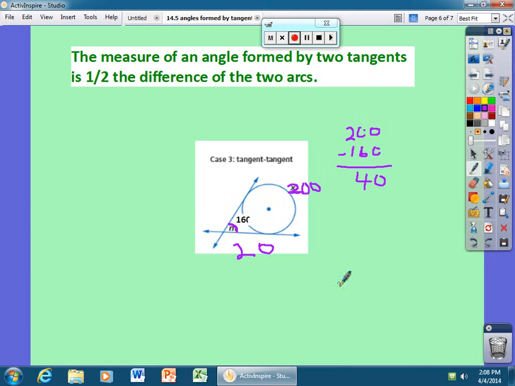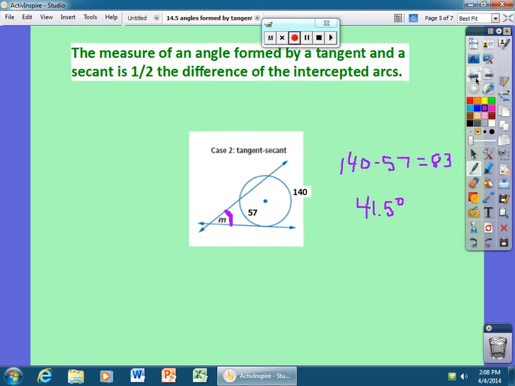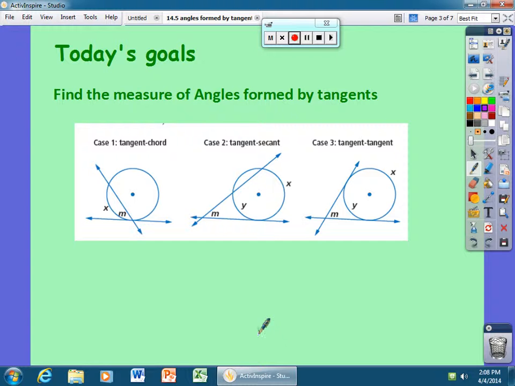Okay, and that's basically all it is. Again, it looks very much like the one that we did before. This one, you just divide it in half. This one, you're going to subtract and then multiply by 1/2. This one, the x and y together are going to equal 360. Once you figure out what x and y is, again, you subtract and you multiply by 1/2.